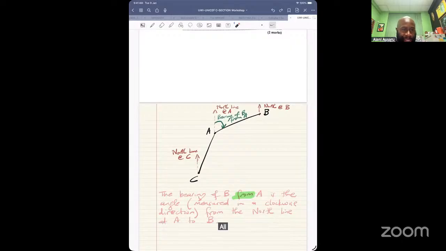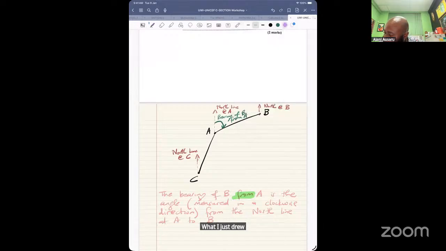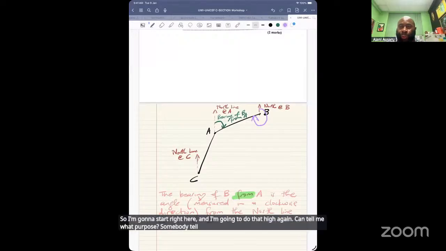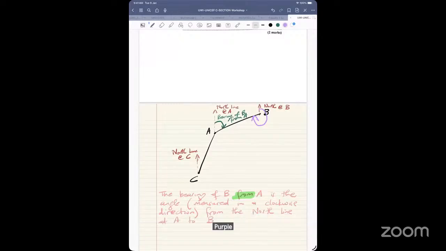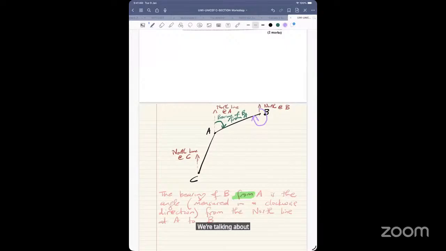All right. So I'm going to use a different color now, and you're going to tell me what I just drew in. So I'm going to start right here. Somebody tell me what purple is. What did I just draw in? Purple. I want you to talk to me in bearing terms. We're talking about bearings here, my friend. Bearing of A from B. Beautiful.